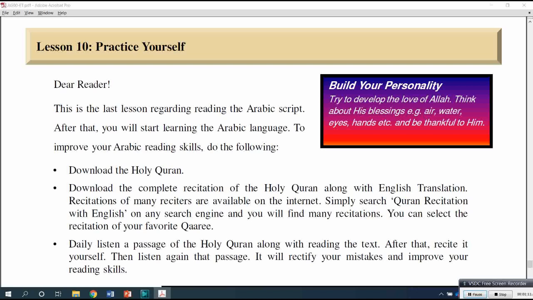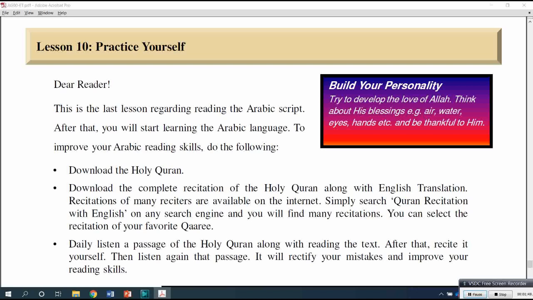First of all, download the Holy Quran. Download the complete recitation of the Holy Quran along with English translation as well. Recitations of many reciters are available on the internet, on YouTube. A lot of them you have available. Simply search Quran recitation with English on any search engine and you will find many recitations.